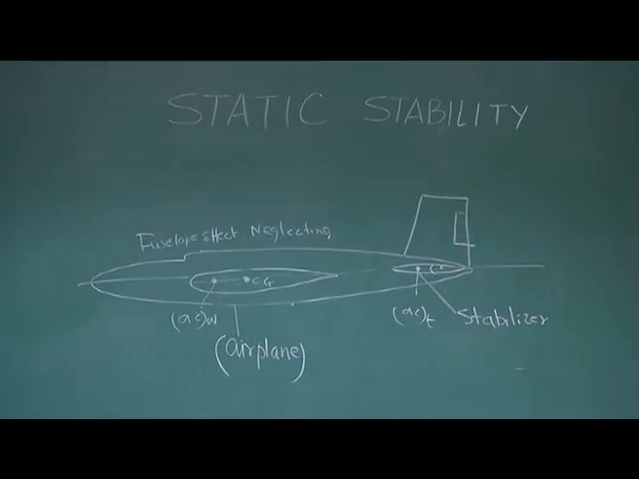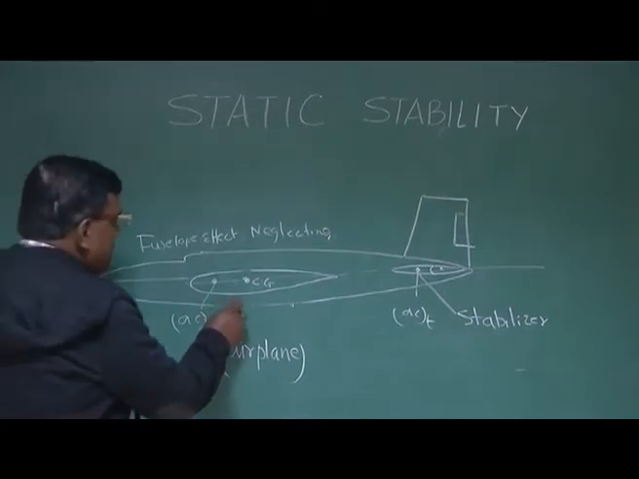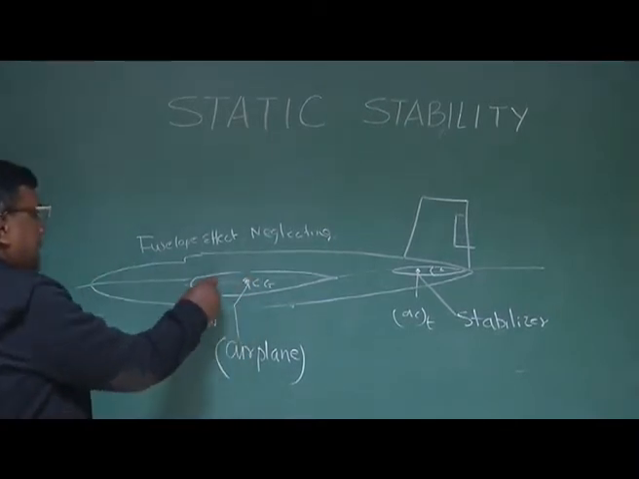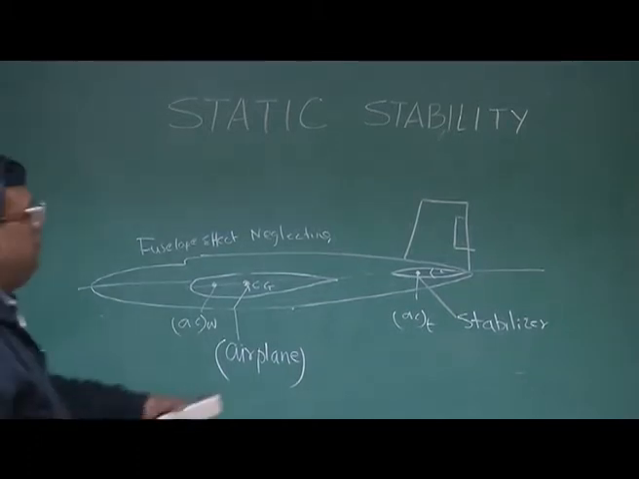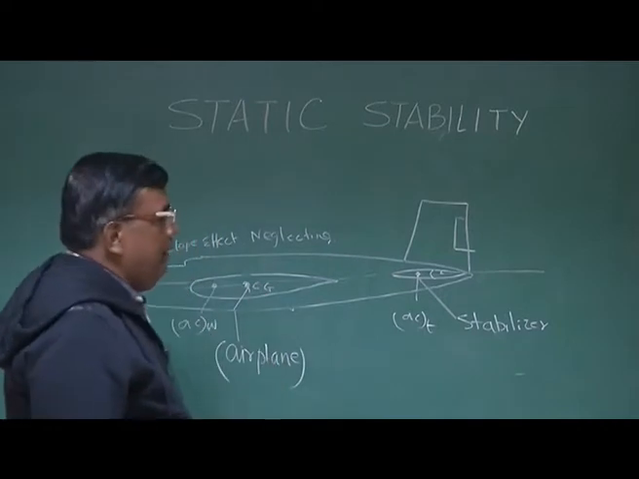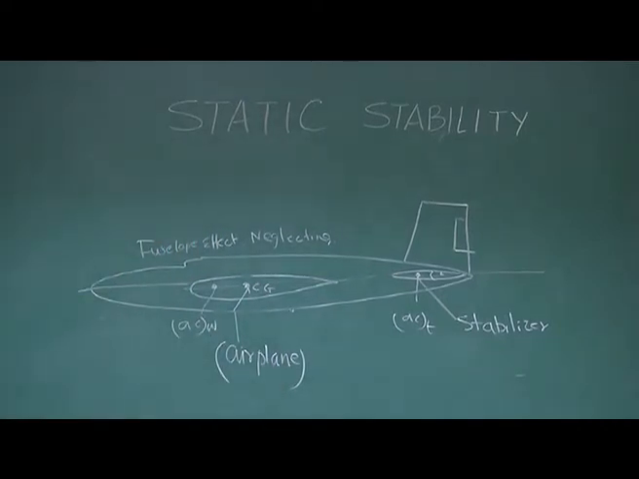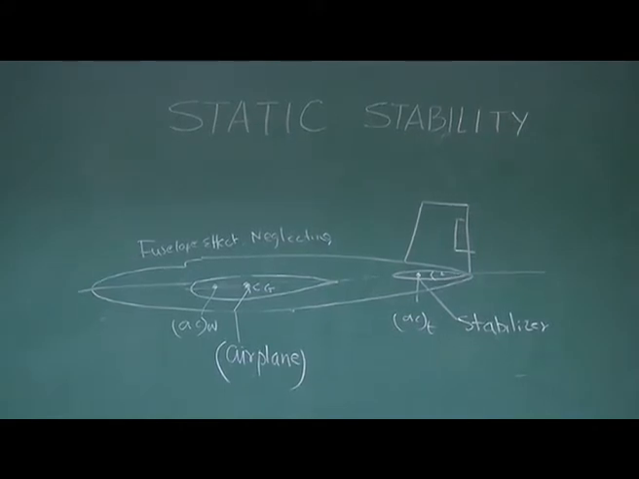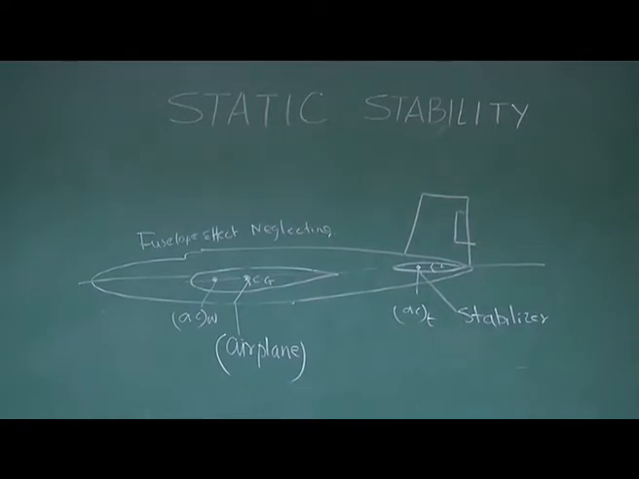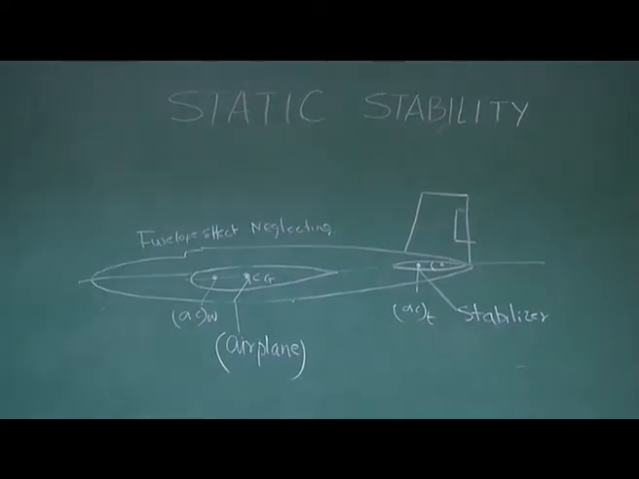Think of a case where CG of the airplane is behind aerodynamic center of the wing. However, aerodynamic center of the tail is behind CG of the airplane. Can I directly say this aircraft will necessarily be statically stable? I am assuming that fuselage effect is neglected. Can I directly tell? Let us investigate.